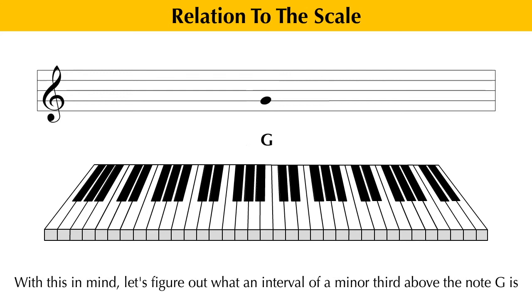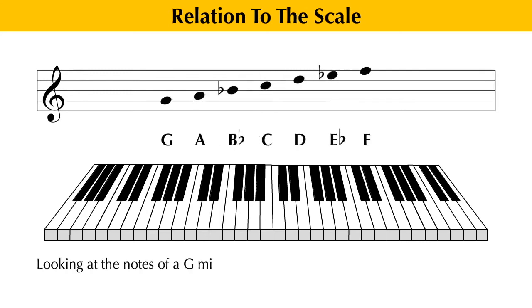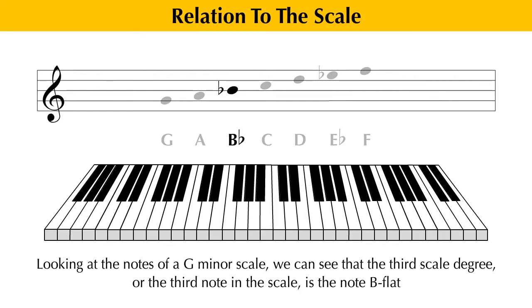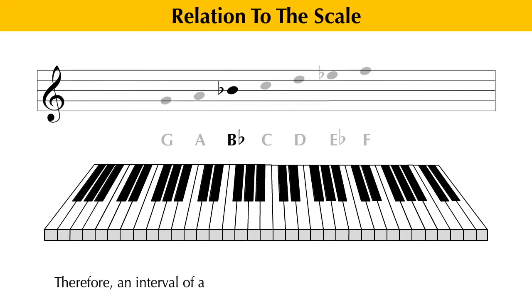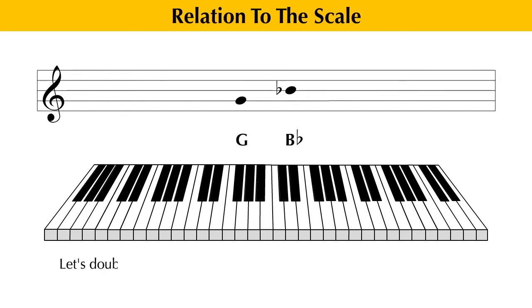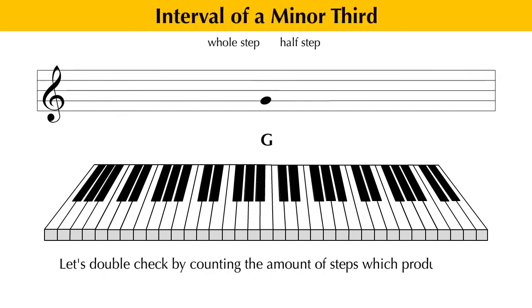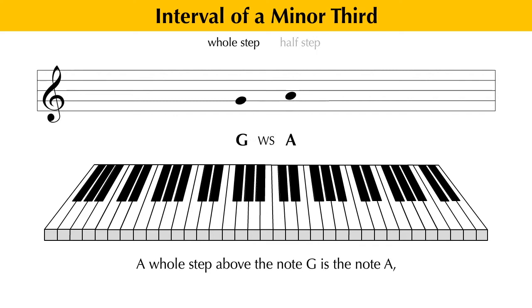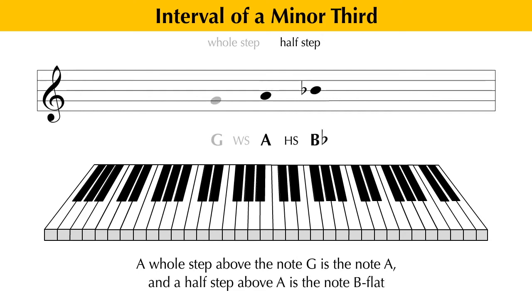With this in mind, let's figure out what an interval of a minor third above the note G is. Looking at the notes of a G minor scale, we can see that the third scale degree, or the third note in the scale, is the note B flat. Therefore, an interval of a minor third above the note G is the note B flat. Let's double check by counting the amount of steps which produces an interval of a minor third like we learned earlier in this video. A whole step above the note G is the note A, and a half step above the note A is the note B flat.